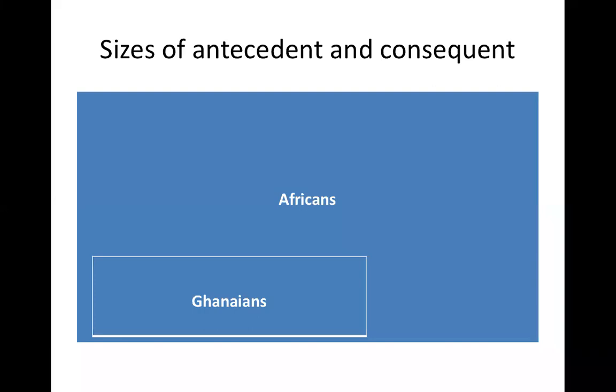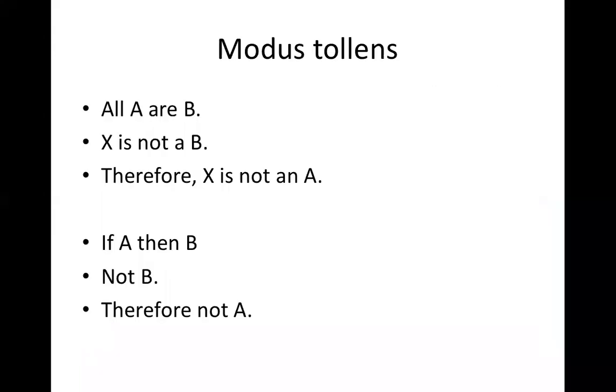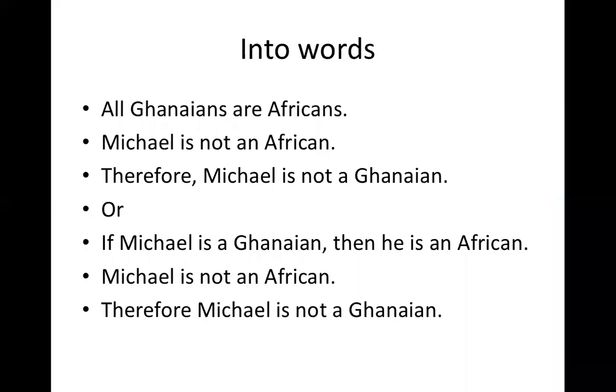If you are able to conclude that Michael is not an African at all, then automatically he cannot be a Ghanaian. So you can deny that someone is a Ghanaian by denying that he's an African. So if you deny the consequent, then you can successfully deny the antecedent. So that's modus tollens. All A are B. X is not a B, therefore X is not an A. All Ghanaians are Africans. Michael is not an African, therefore Michael is not a Ghanaian. This is modus tollens, so it is a valid argument.